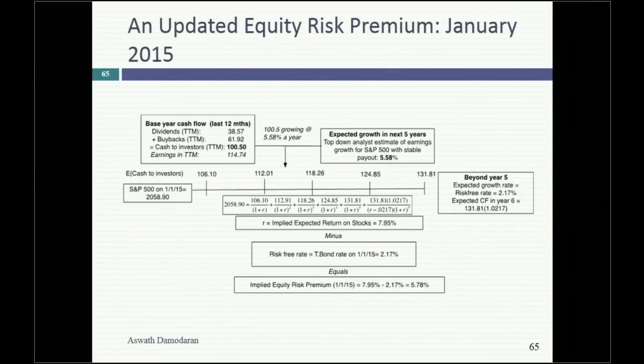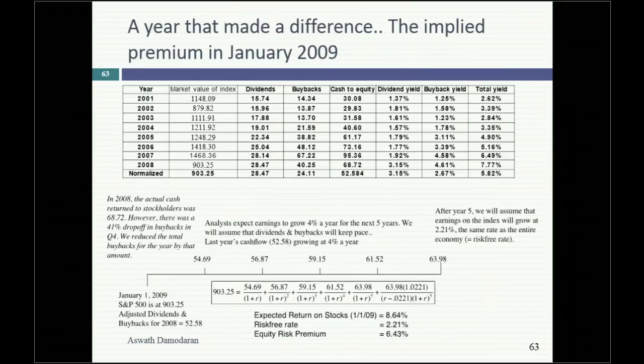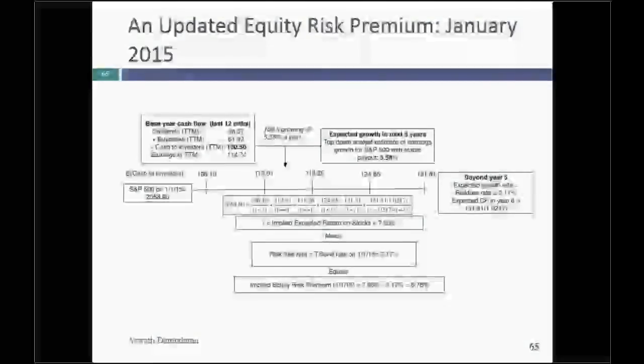January 2015 is the start of this year. S&P 500 is now up at 2,058. Market's gone up. Now, if I told you the market went up from 903 at the start of 2009 to 2,058, holding all else constant, your equity risk premium should have collapsed, right? That's a huge jump in the market. I don't know whether you remember what the cash flow was at the start of 2009. Let me go back and show it to you. The cash flow at the start of 2009 was 52.58. You know what the cash flow is now?